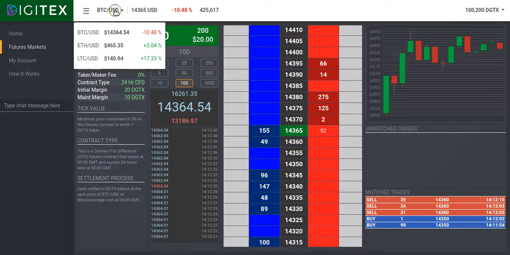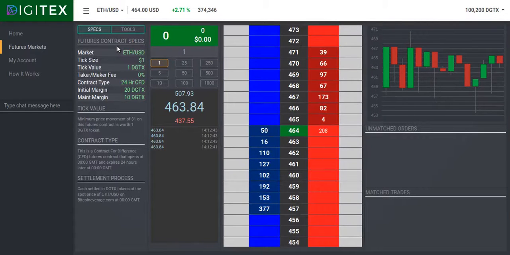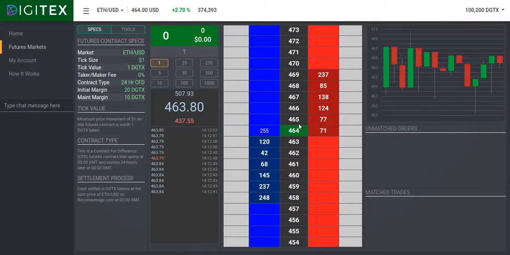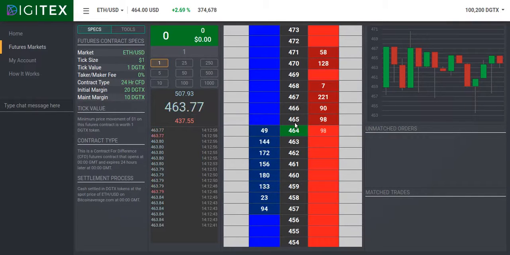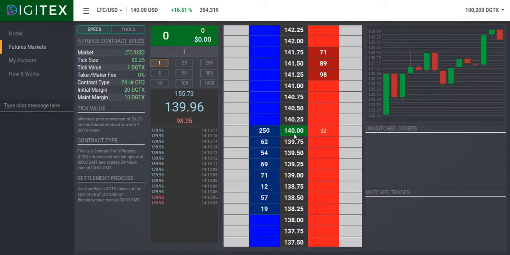We've also got a futures market on Ethereum. Again, this Ethereum price is coming from bitcoinaverage.com. They calculate that, and then we run this futures contract on that price. So again, we've got a nice $1 tick size for the Ethereum futures market, which keeps it nice and sane. And Litecoin, look at that, $140 for Litecoin. Good Lord. Here we've got a nice 25-cent tick size for Litecoin. So that keeps that nice and sane.